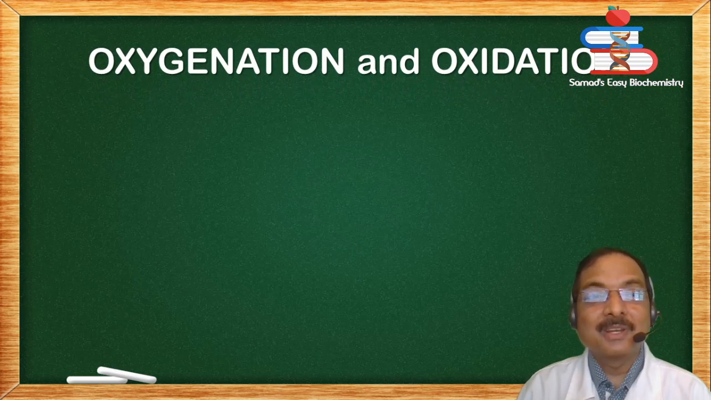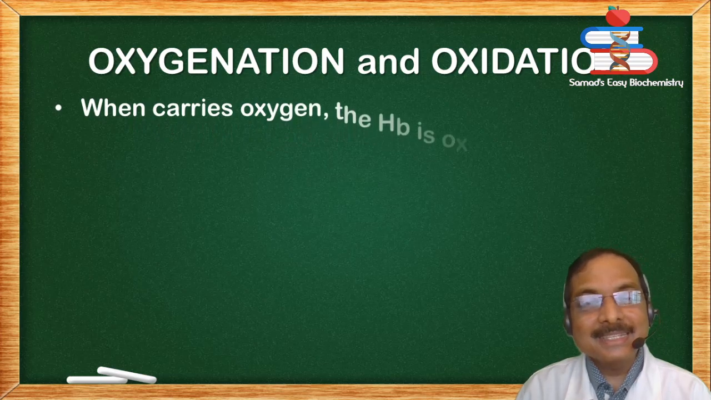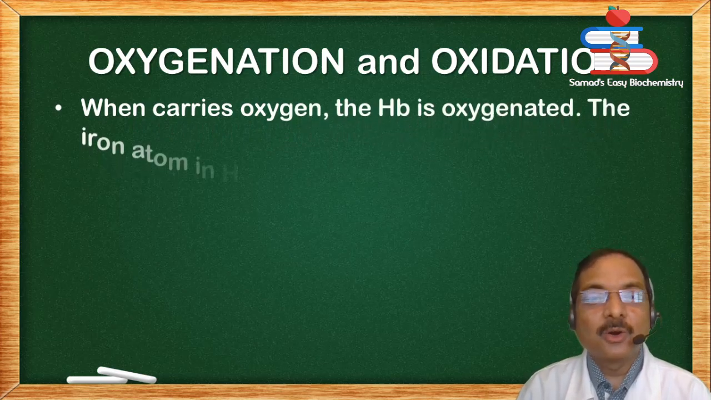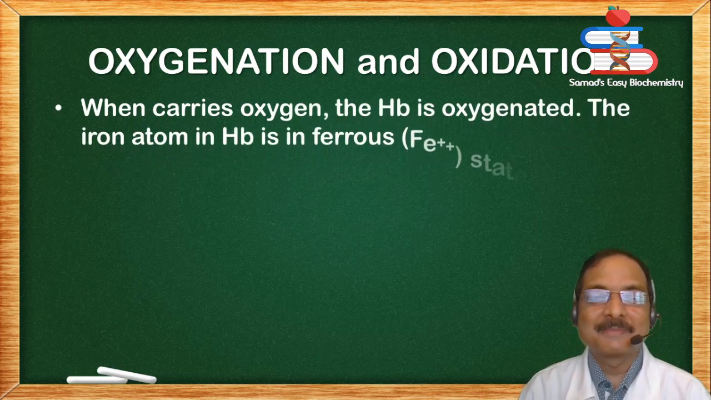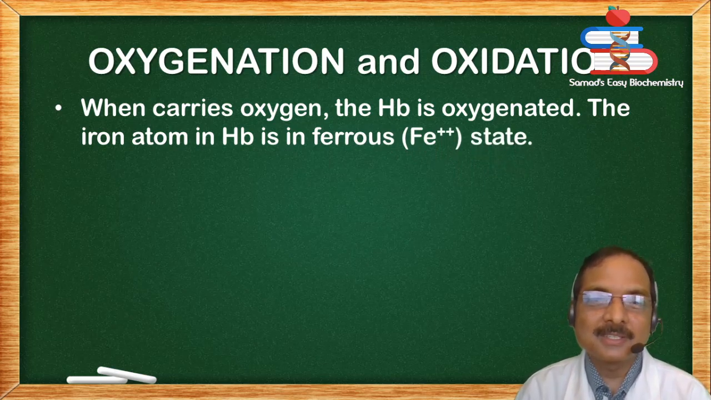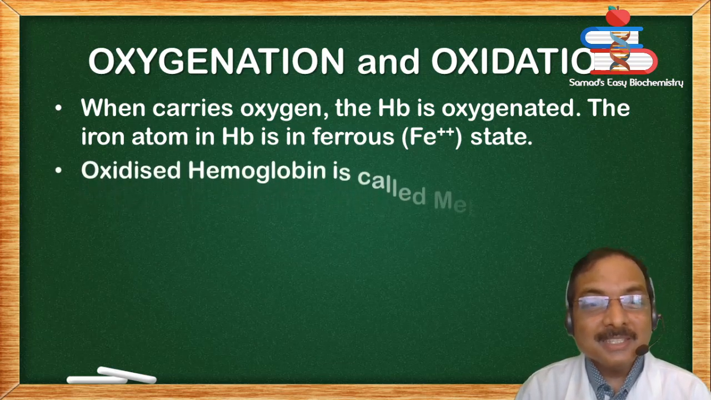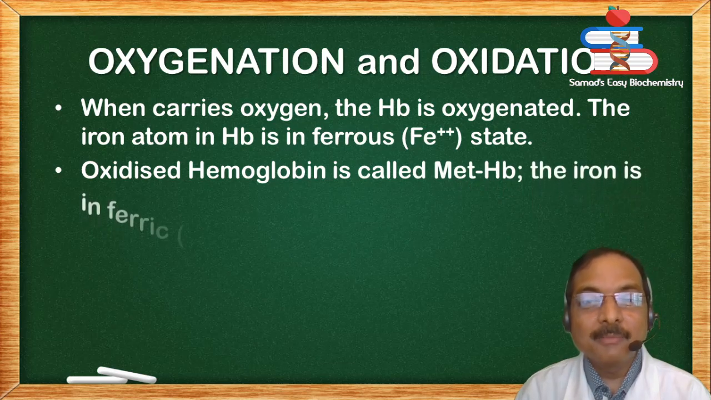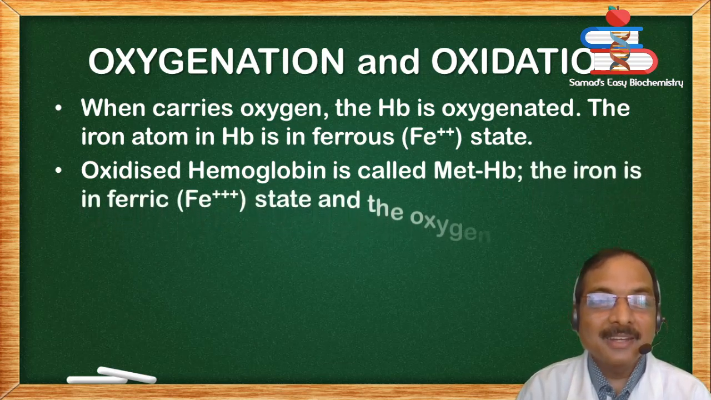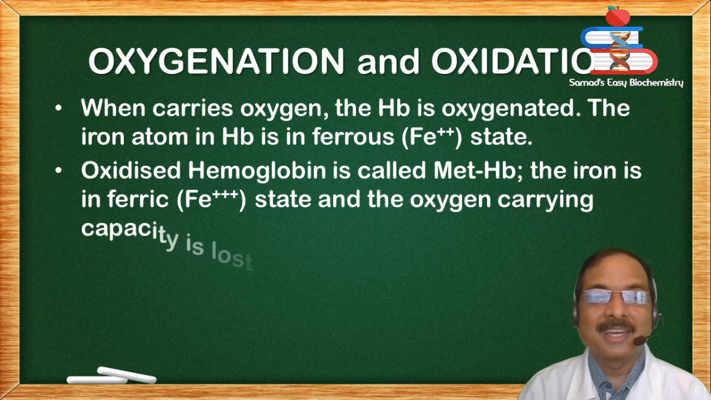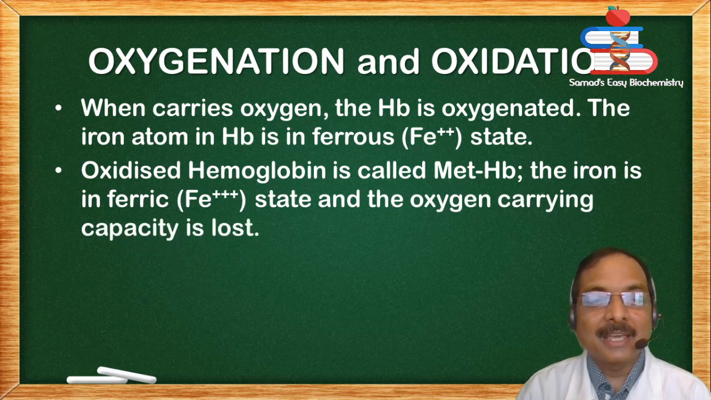Let's see the difference between oxygenation and oxidation. The understanding of this is very important for hemoglobin chemistry. When Hb carries oxygen, the hemoglobin is oxygenated. The iron atom in Hb is in ferrous state, Fe++ state. Oxidized hemoglobin is called Met-hemoglobin. The iron is in ferric state and the oxygen carrying capacity is lost.